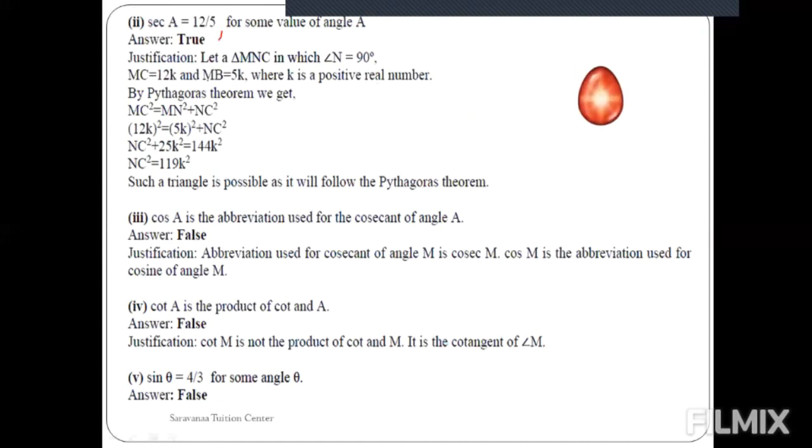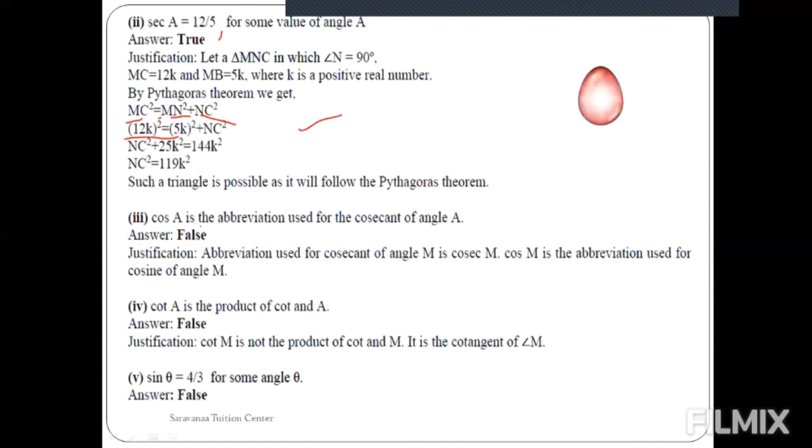Because a triangle is possible, and it will follow the Pythagoras theorem only, where k is a positive real number. By Pythagoras theorem, we get MC square equals MN square plus NC square. So when you substitute like that, you would get 119k square. Okay, so this is true.